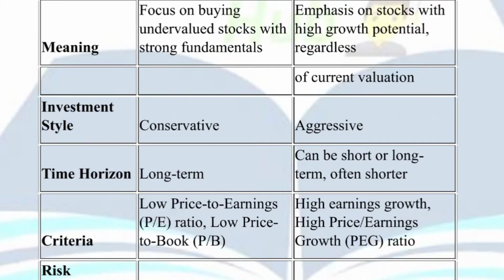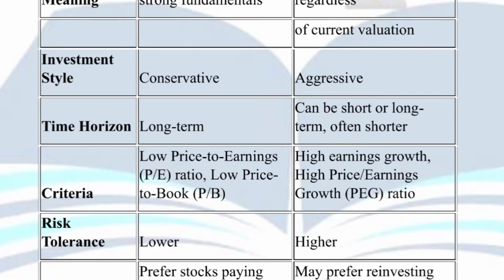That is the reason. Okay. After that, the difference is on the basis of criteria. Value investors look for the stock trading at a lower price to earnings ratio. They always look for the stock trading at a lower price to book ratio. So that is the reason they always choose the undervalued stock with strong fundamentals.